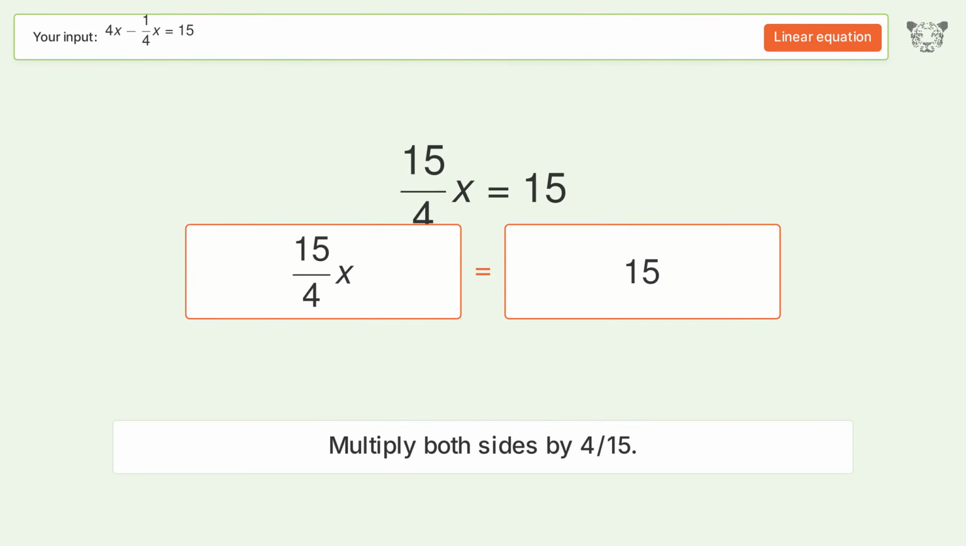The variable coefficient is 15 over 4. Multiply both sides by its reciprocal, 4 over 15. So the coefficient becomes 1.